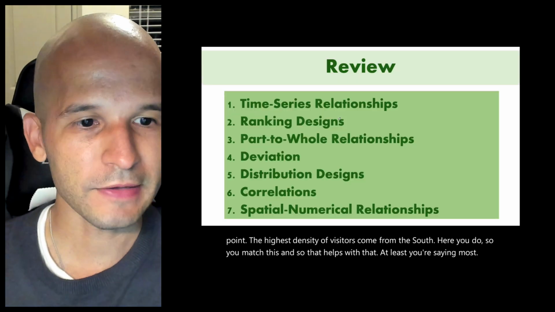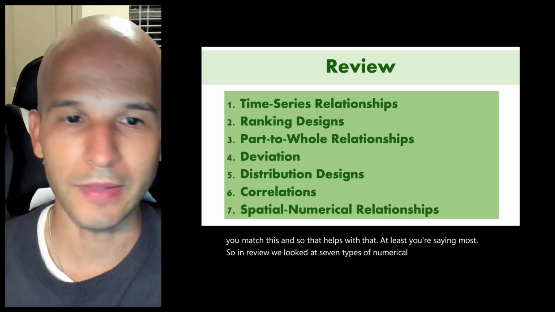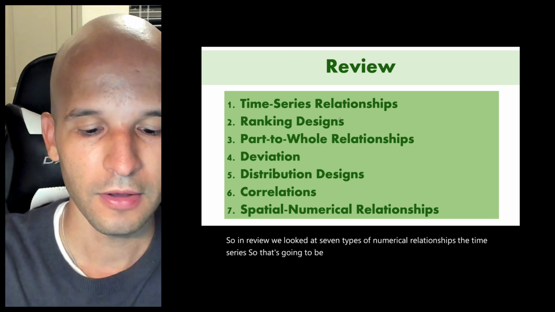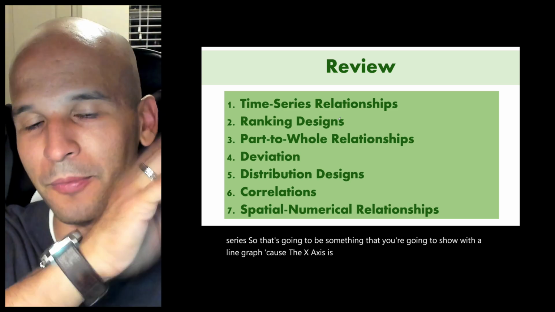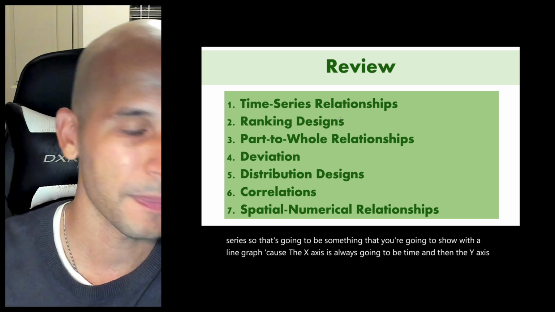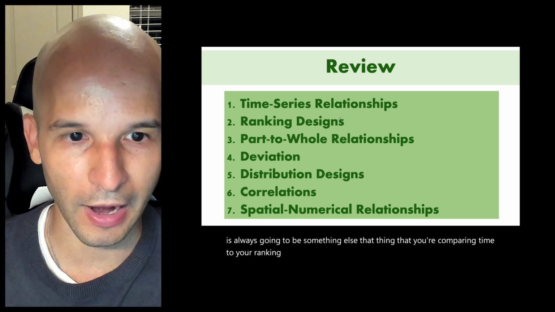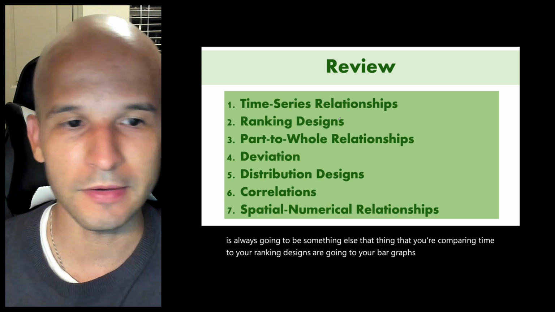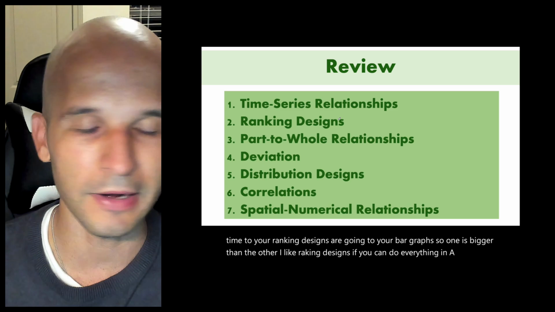So in review, we looked at seven types of numerical relationships. The time series is something you're going to show with a line graph, because the x-axis is always going to be time, and then the y-axis is always going to be something else, the thing that you're comparing time to. Your ranking designs are going to be your bar graphs. So one is bigger than the other. I like ranking designs. If you can do everything in a ranking design, do it in a ranking design.